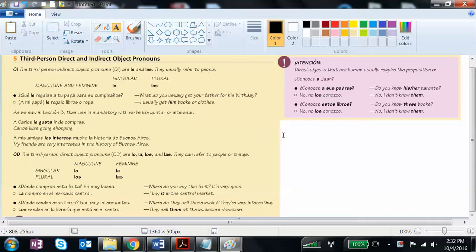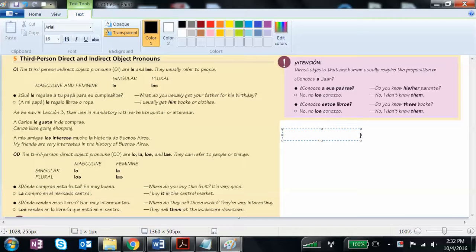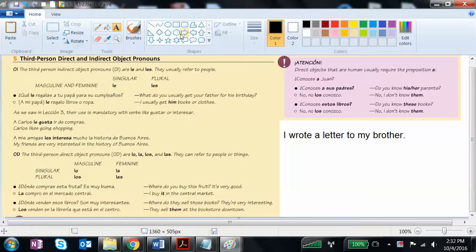I'm going to give you an example in English. I use this one a lot. I wrote a letter to my brother. Okay, in this sentence, there are three nouns. Let's just point them out. There's I, there is letter, and there is brother.